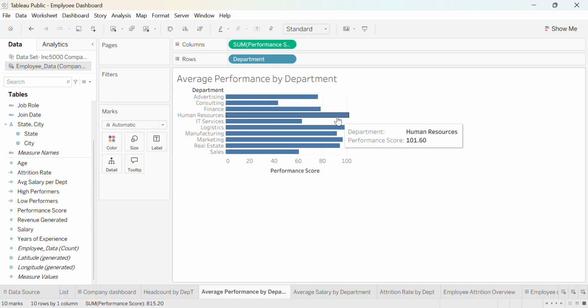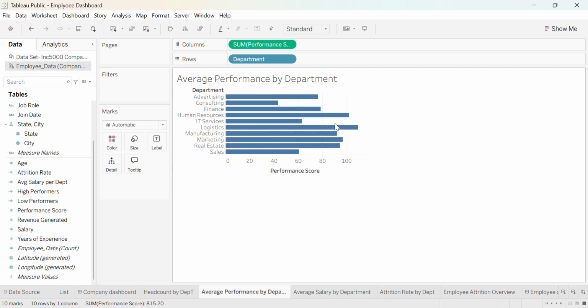The business implication here is clear. Logistics is the best performing department. Sales is significantly underperforming and needs immediate attention, whether through better training or structural changes in the team.